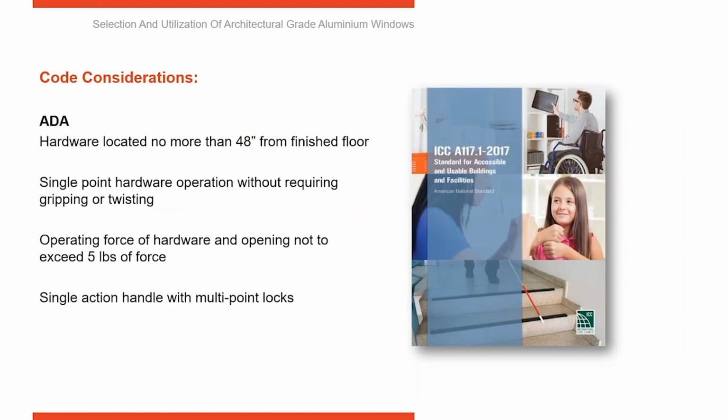Then ADA, we're all familiar with that. Americans with Disabilities Act. It's had a big impact on windows, so it has a lot of impact on the windows that you're going to be using. Hardware can't be located any higher than 48 inches from finished floor. Then single point operation of hardware is required without grasping or twisting. So you can't have hardware that requires somebody wrapping their hand around it and grabbing it and rotating it. It can't require that. Operating force can't exceed 5 pounds. And then again, single action hardware with multi-points is very, very common to comply with ADA requirements.